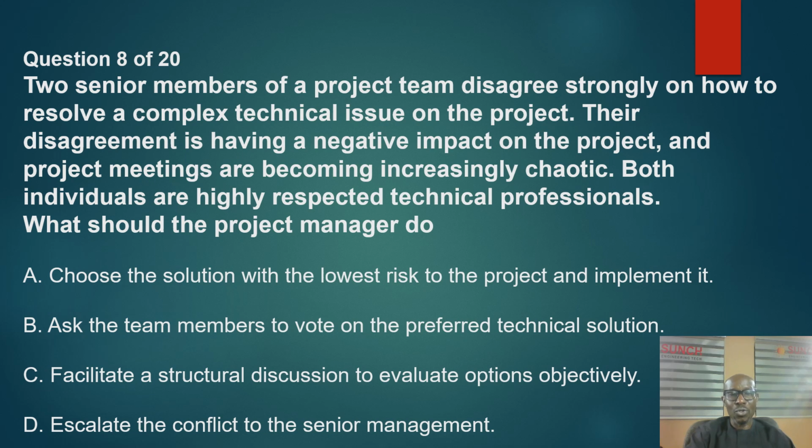A. Choose the solution with the lowest risk to the project and implement it. B. Ask the team members to vote on the preferred technical solution. C. Facilitate a structured discussion to evaluate options objectively. D. Escalate the conflict to the senior manager.